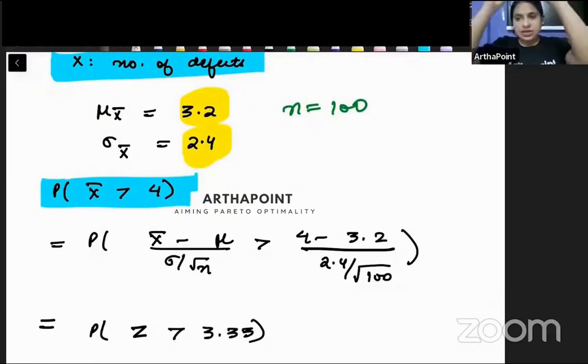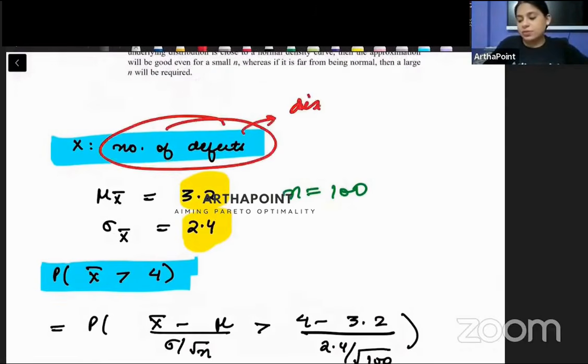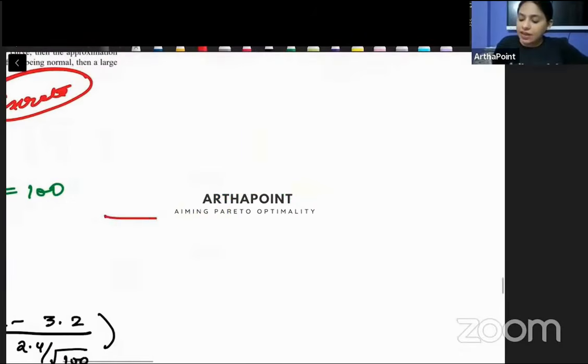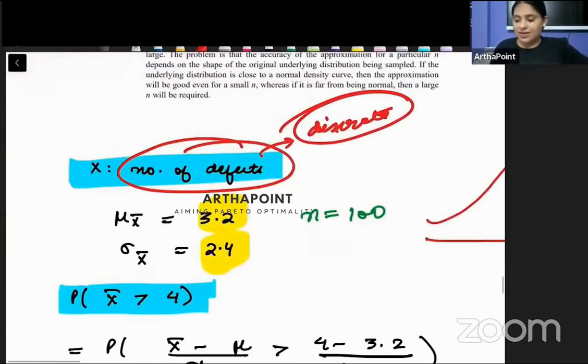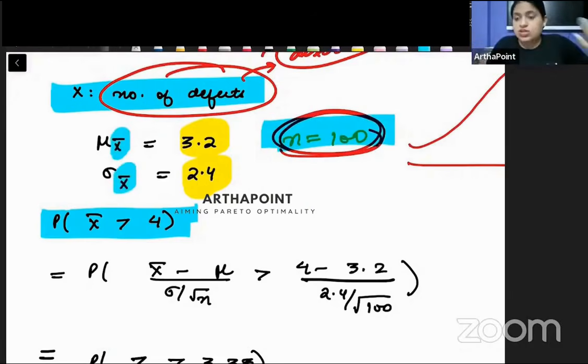Now, why this question is interesting is that, beta, try to understand that we are talking about the number of defects. And the number of defects is actually a discrete variable. It is not a continuous variable, it's a discrete variable. And when I talk about normal distribution, normal distribution should actually work for a continuous variable. But the exciting part here is that because n is large enough, because the sample size is greater than 30, and I am talking about the distribution of the mean values, we can go ahead and say that it will be normally distributed.